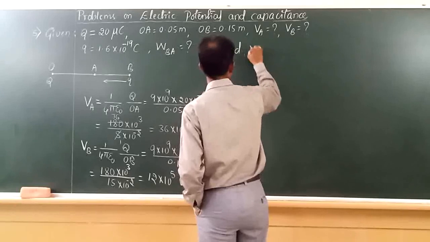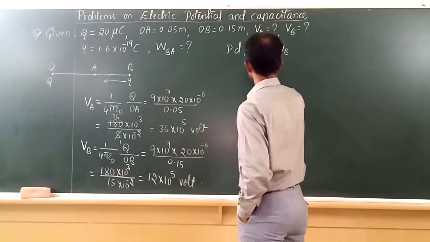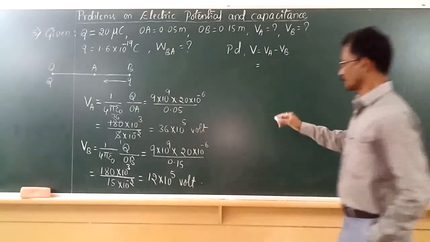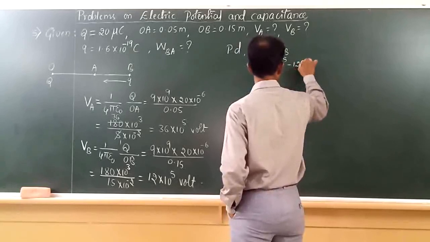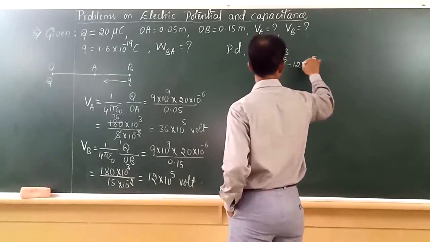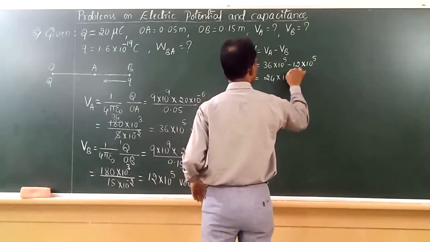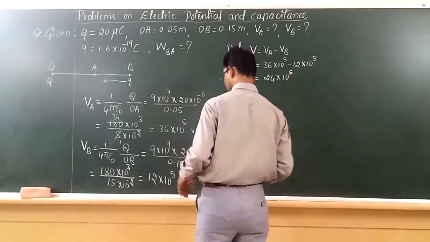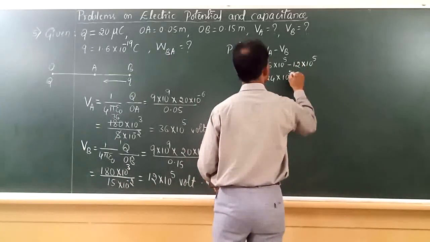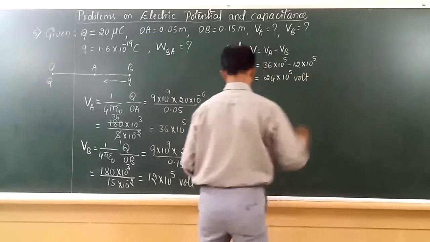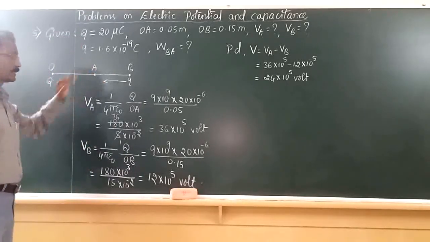Potential difference V equals VA minus VB, is equal to 36 into 10 raised to 5 minus 12 into 10 raised to 5, is equal to 24 into 10 raised to 5 volt. This is the potential difference between points A and B.